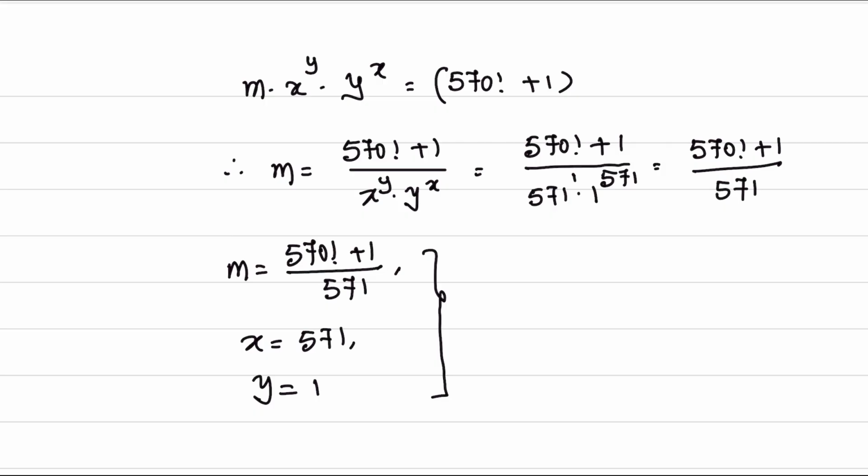And because of x to the power of y into y to the power of x, we can even interchange x and y also. M will remain the same, x is equal to 1 and y is equal to 571. We can say either. This is the final solution for this problem.